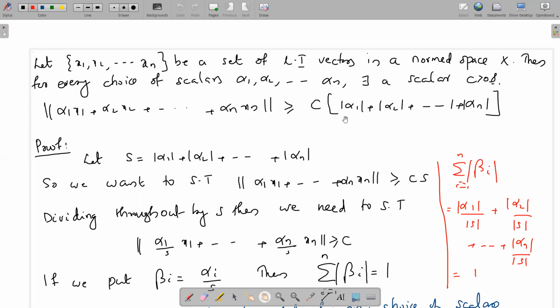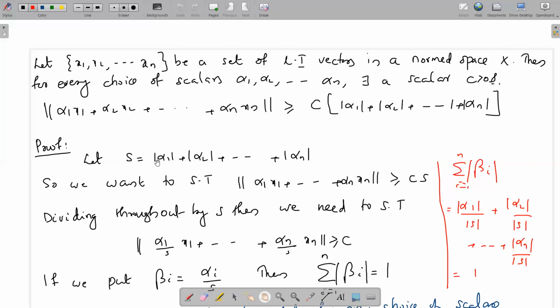We simplify this conclusive statement by setting S equal to mod alpha 1 plus mod alpha 2 plus etc. plus mod alpha n. If S is equal to 0, then we have immediately this conclusion, because if S is 0, then this side is 0, so that the norm of a linear combination is greater than or equal to 0. That follows trivially because norm is greater than or equal to 0 always. So we consider the case only when S is not equal to 0.